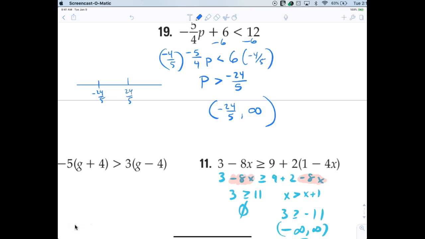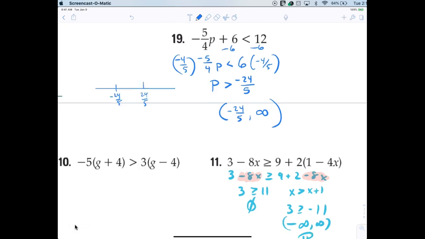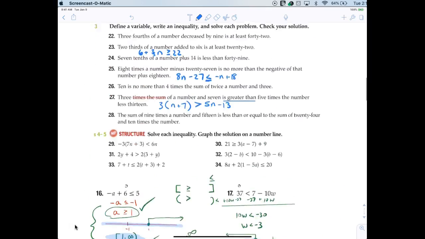Say it again. Not even close. They're parentheses because there is no equal to sign. There is no equal to sign. All right, that was 19.